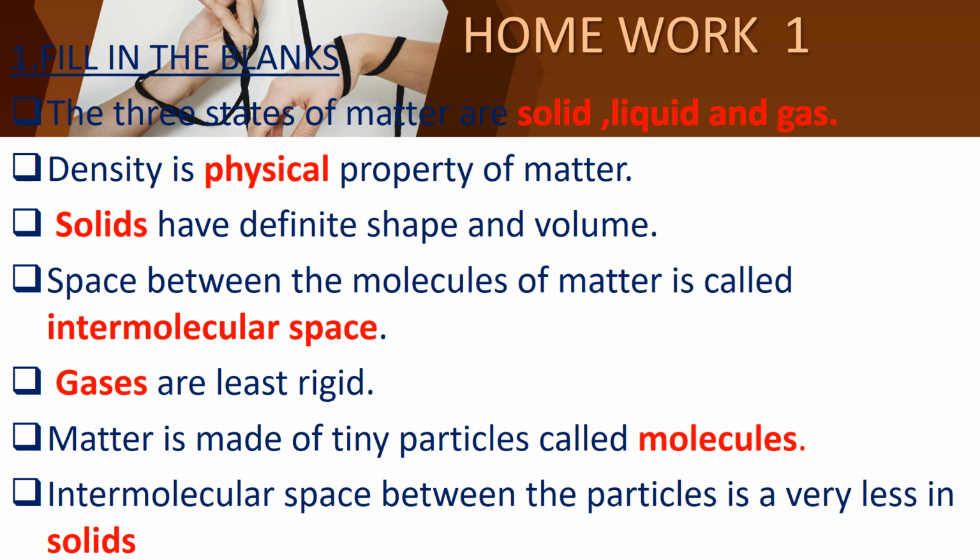The second question: density is dash property of matter. Density is a physical property of matter. The third one: dash have definite shape and volume. Solids have definite shape and volume. The fourth one: the space between the molecules of a matter is called dash. The space between the molecules of a matter is called intermolecular space.